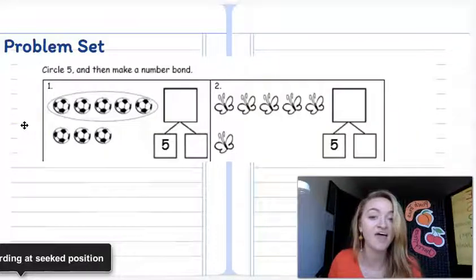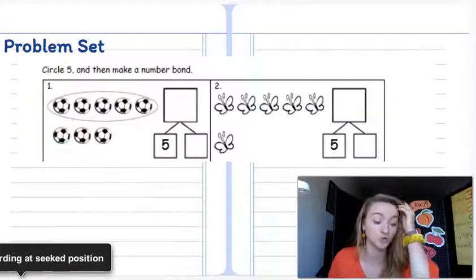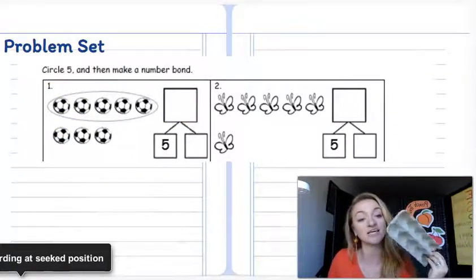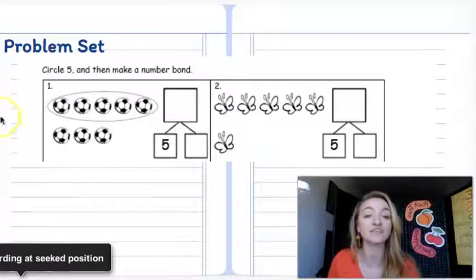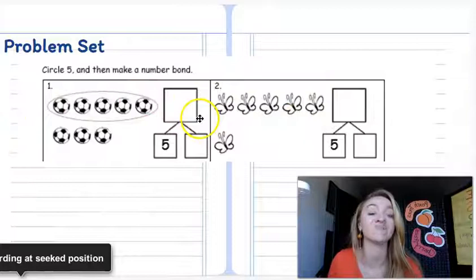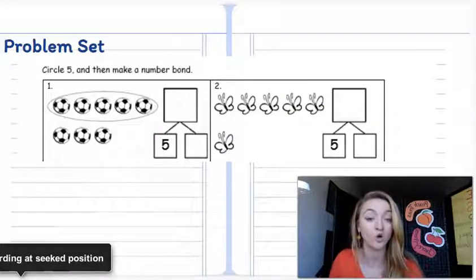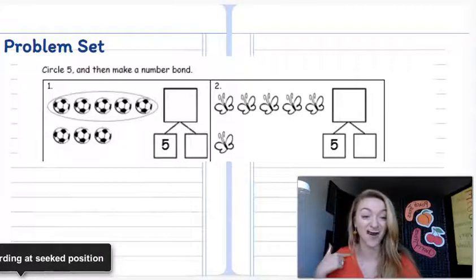Circle 5 and then make a number bond. So you're going to look at the picture. Here I have some soccer balls. You're going to circle 5 and then make a number bond, just like we were doing with our counters and our 10 frames. Then you're going to do the same thing for these butterflies. You're going to circle a group of 5 and then you're going to make a number bond to figure out the total. I'm going to give you some time to press pause so that you can do this on your whiteboard, and then I'll show you how I did it.